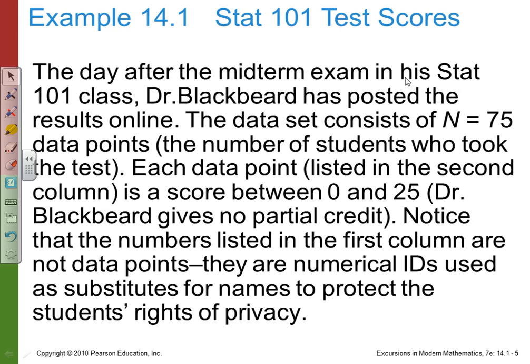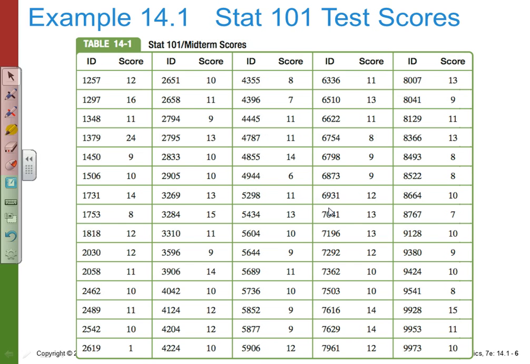The day after the midterm exam in Stats 101, we had 75 data points. That means we have 75 students, and there are all their scores. I don't think there's 75 there, do you? Yeah, that might be. And we're probably going to have to do something like find the average. Oh, bummer. So there's the midterm scores.